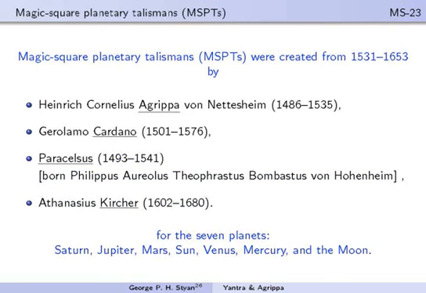Magic square planetary talismans, or MSPTs, were created from 1531, as I mentioned before, up to 1653, as I will now mention, by Athanasius Kircher, who was also German, like Agrippa. We already talked about Cardano and Paracelsus, respectively, from Italy and Switzerland. The 7 planets that they were interested in were Saturn, Jupiter, Mars, the Sun, Venus, Mercury, and the Moon.